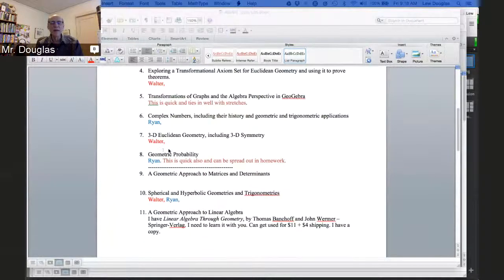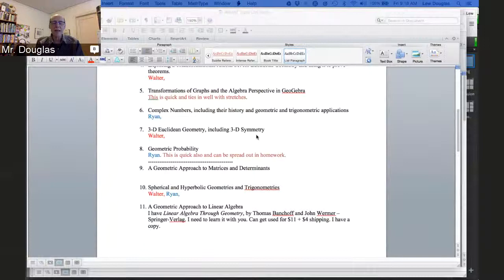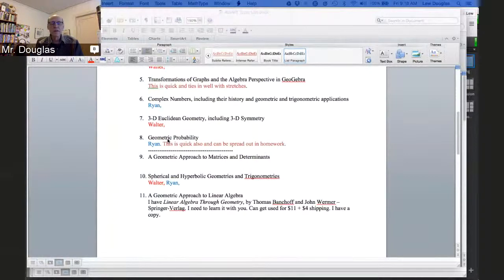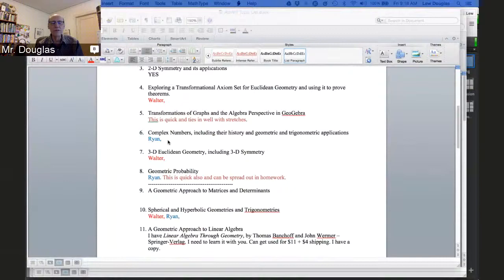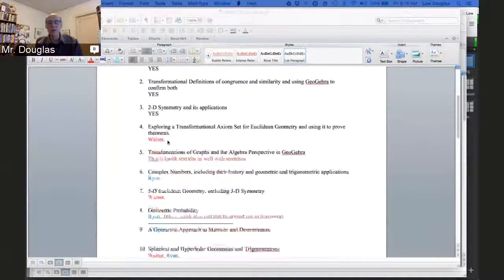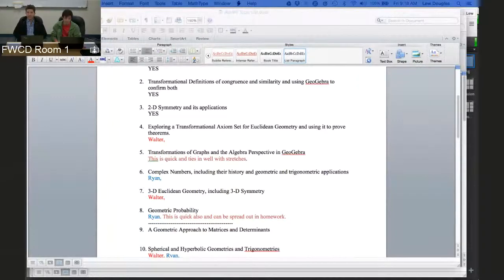And then next, Walter wanted to do 3D Euclidean, including 3D symmetry. And that's a good one too. So I want to do that. And then geometric probability is also, Ryan put this down, and that also is quick. At most one class, and it can be spread out in the homework. So we might as well do that. So that's the first few topics, okay? I just want to let you guys know that. Fair enough? Okay.